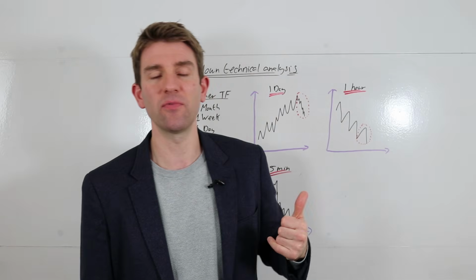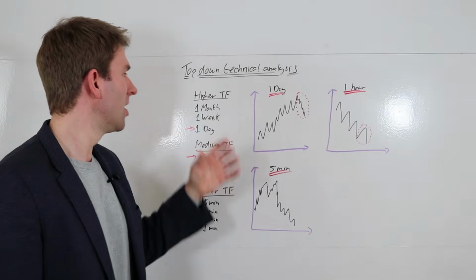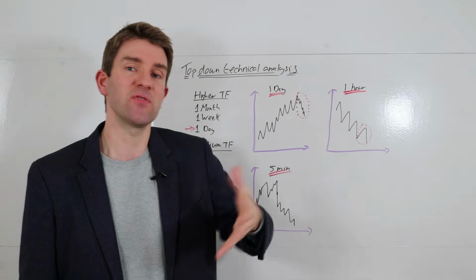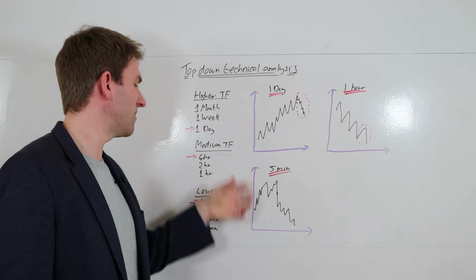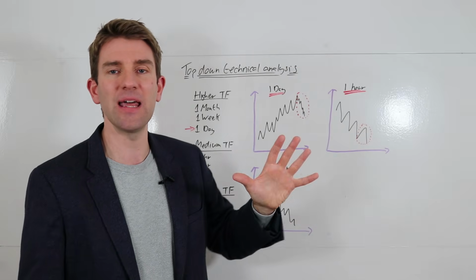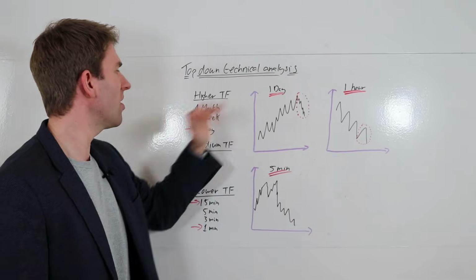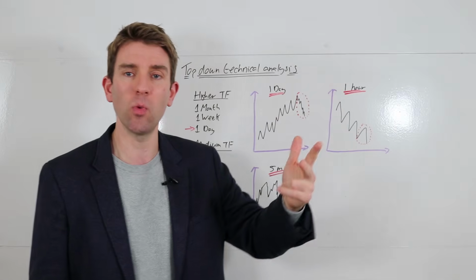You're starting off at the top and you're basically saying, okay, how's it looking on my higher time frames? Higher time frames are slightly subjective. Some people might have them in different time frames, but this is how I label it and it works for me. So your higher time frames are your 1 month, 1 week, 1 day. What does that mean?